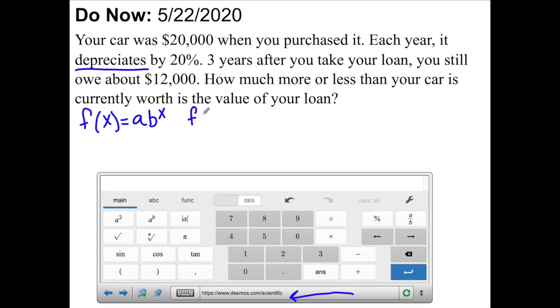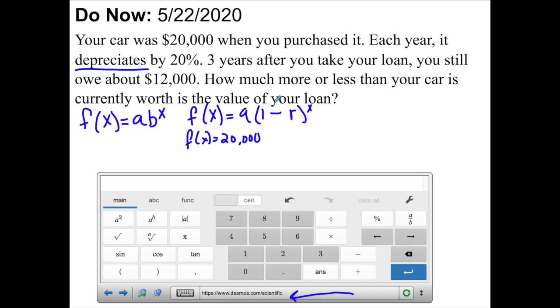When we have an exponential decay, it follows the formula f of x equals a times 1 minus r to the power of x. Now, remember that what this means is a is the initial value you're starting at, when x is 0. And if you think about it, when x is 0, 1 minus r to the power of 0 is 1. So 1 times 20,000 is 20,000. So that makes sense.